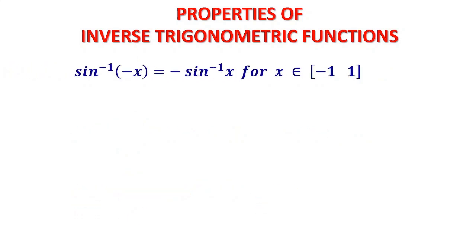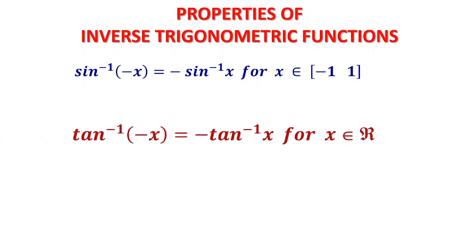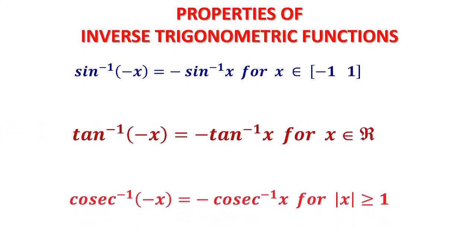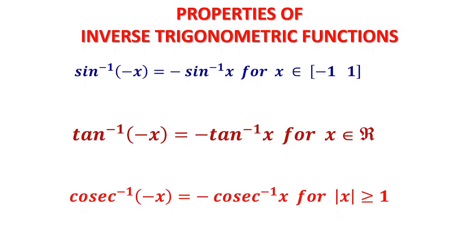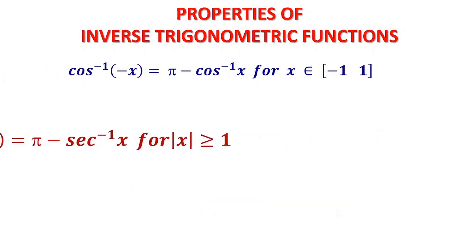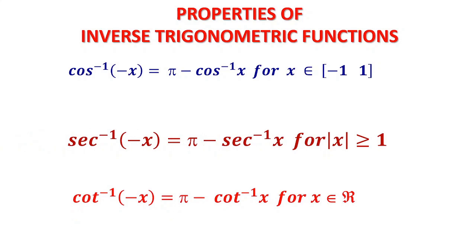The next property is regarding the negative value inside the inverse functions. Sin inverse of minus x is minus sin inverse x. Tan inverse of minus x is minus tan inverse x. Cosecant inverse of minus x is minus cosecant inverse x. But cos, secant and cot will have pi minus. Therefore, cos inverse of minus x is pi minus cos inverse x. Secant inverse of minus x is pi minus secant inverse x. Cot inverse of minus x is pi minus cot inverse x.